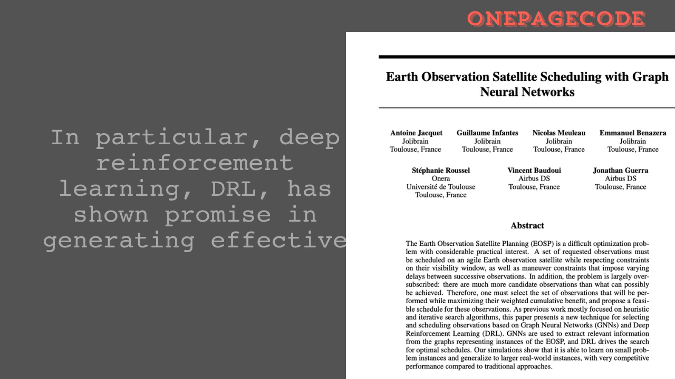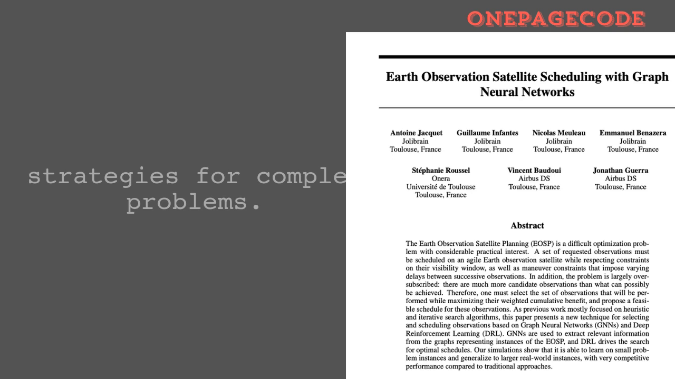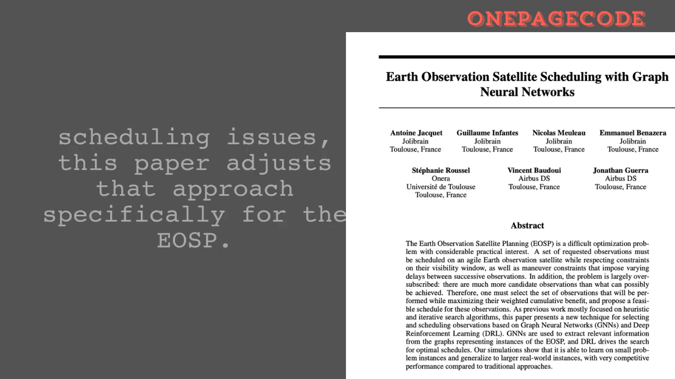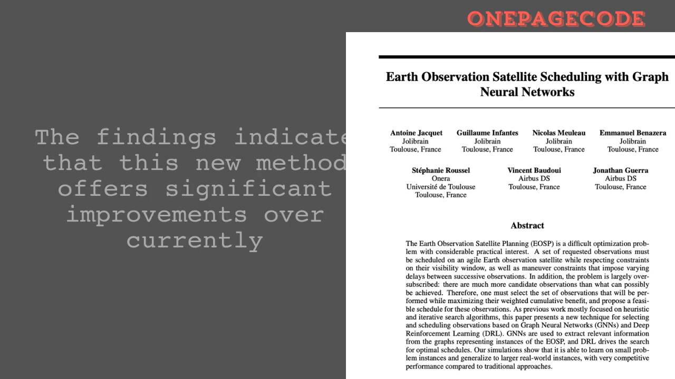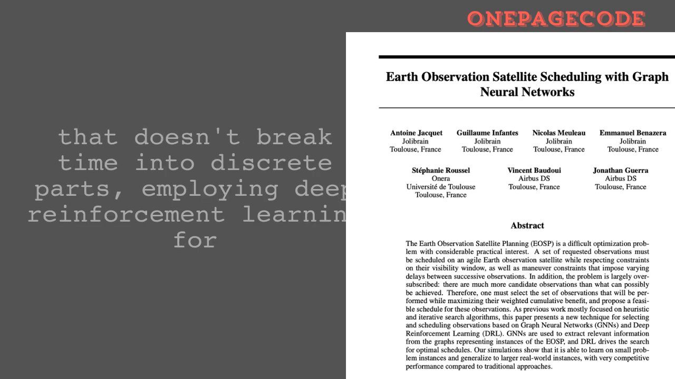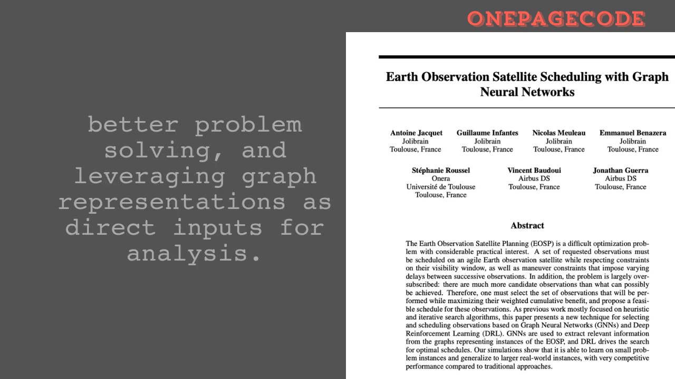In particular, deep reinforcement learning, DRL, has shown promise in generating effective strategies for complex problems. Building on previous research that combined graph neural networks, GNN, and DRL to solve scheduling issues, this paper adjusts that approach specifically for the EOSP. The findings indicate that this new method offers significant improvements over currently existing techniques. The main contributions of this work include developing a new representation of the problem that doesn't break time into discrete parts, employing deep reinforcement learning for better problem solving, and leveraging graph representations as direct inputs for analysis.